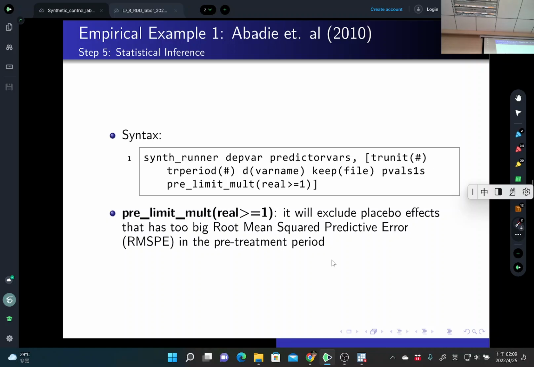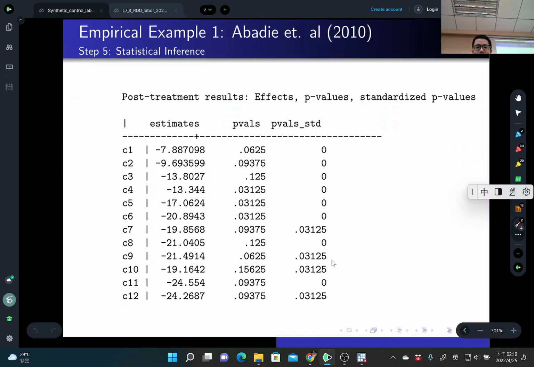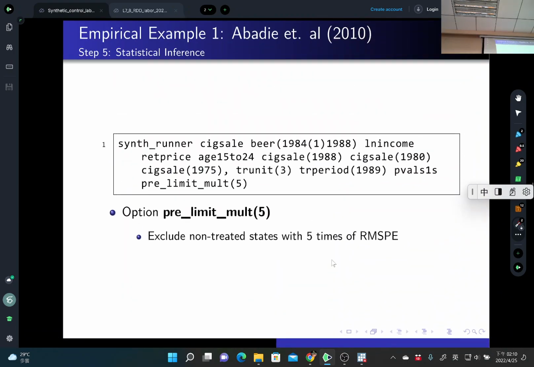If you put 2, that means you want to exclude the placebo effects that have 2 times the RMSPE of the treated unit. For example, if the treated unit's RMSPE is 1 and you want to exclude the placebo effects with an RMSPE 2 times that, it means you eliminate all the placebo estimates with an RMSPE bigger than 2. You can use this option to eliminate them. Usually we might put 5 here, which will exclude the non-treated states with 5 times the RMSPE of the treated unit. Okay. So when you run synth_runner, you will get a result like this.